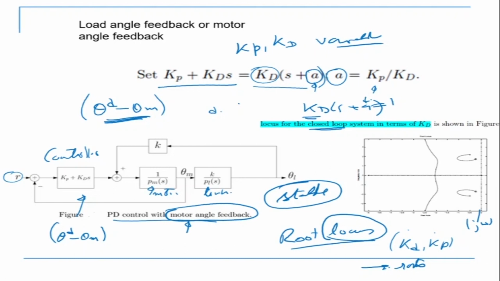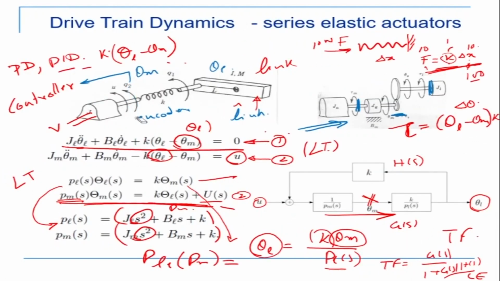Now, the other option is I take the feedback from the link side. So let's go back to the figure again and see what this means. Now I remove my encoder from here. I put my encoder here now, on the link side. So my feedback is coming, theta L, from this side now. That's my feedback to the control system.